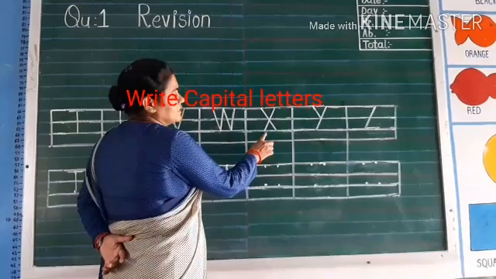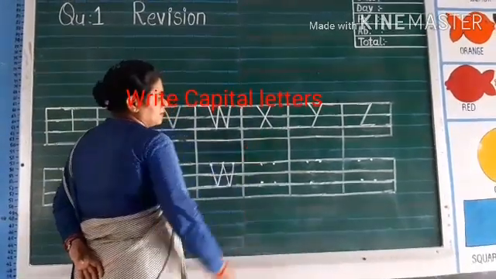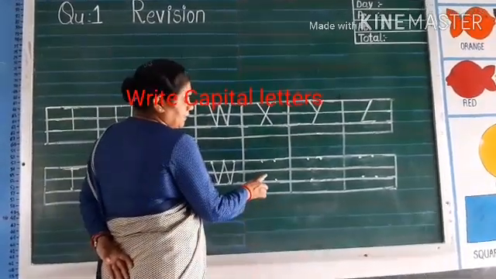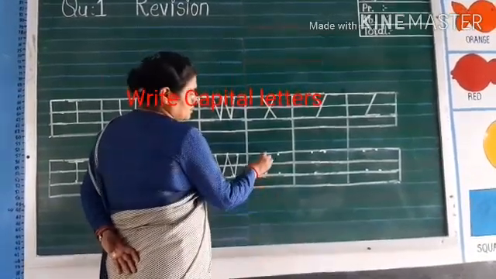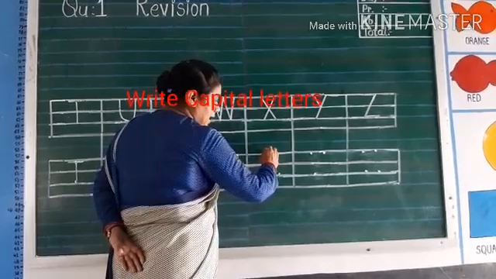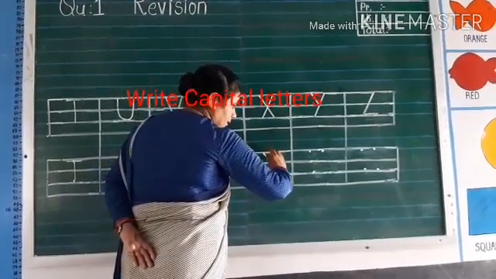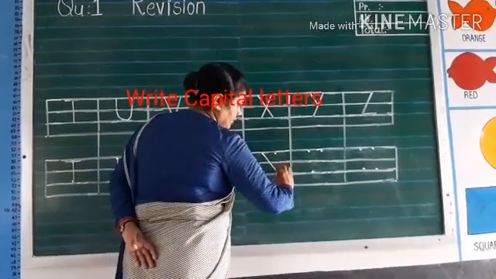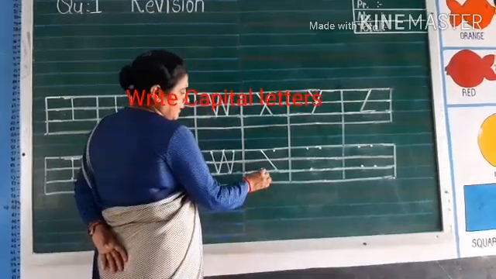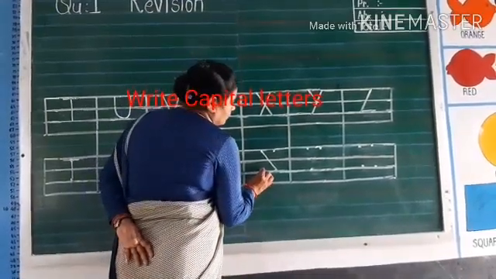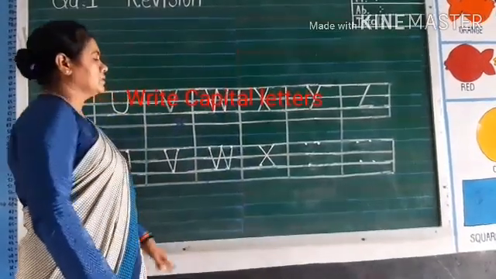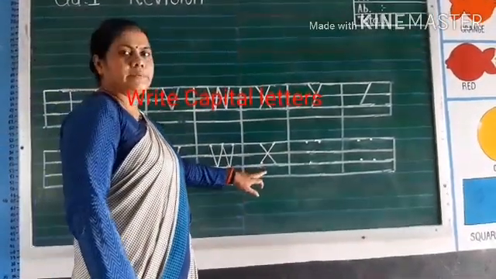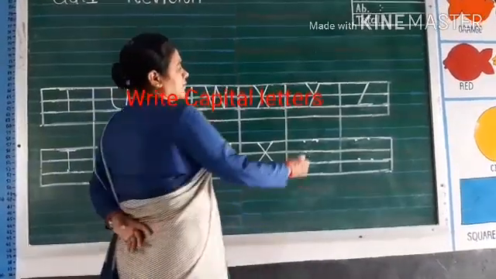Next letter, which letter is this? X. How to write capital letter X? Here 4 dots are given. First, up to down, make a slant line, join the dots, and down to up, join the dots, make a slant line. This way you have to write capital letter X.